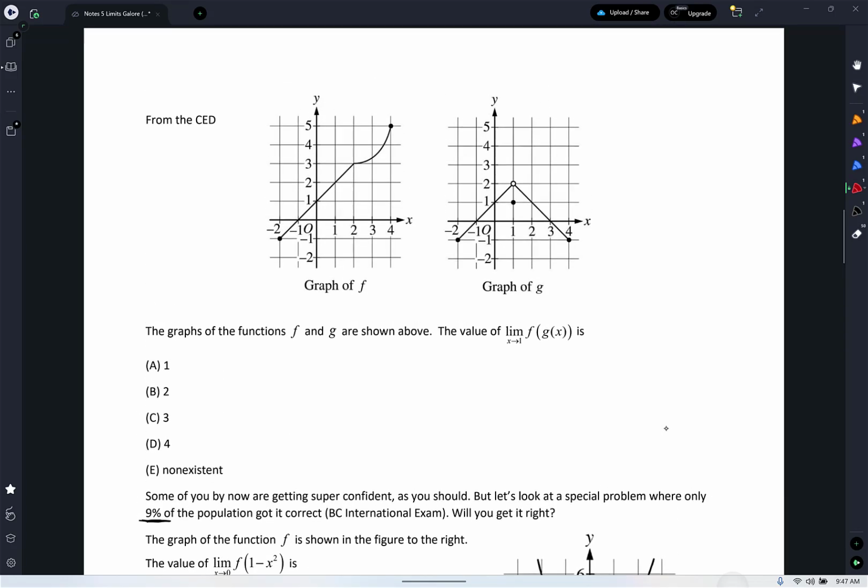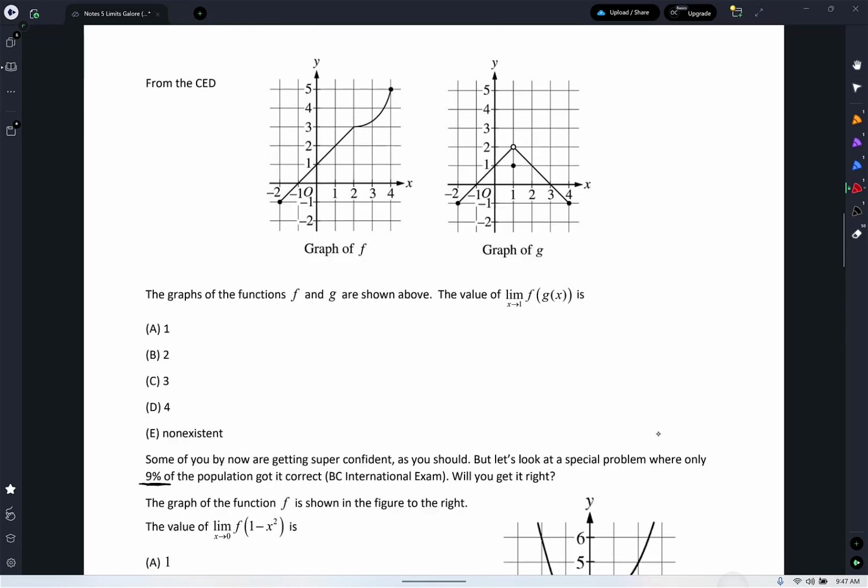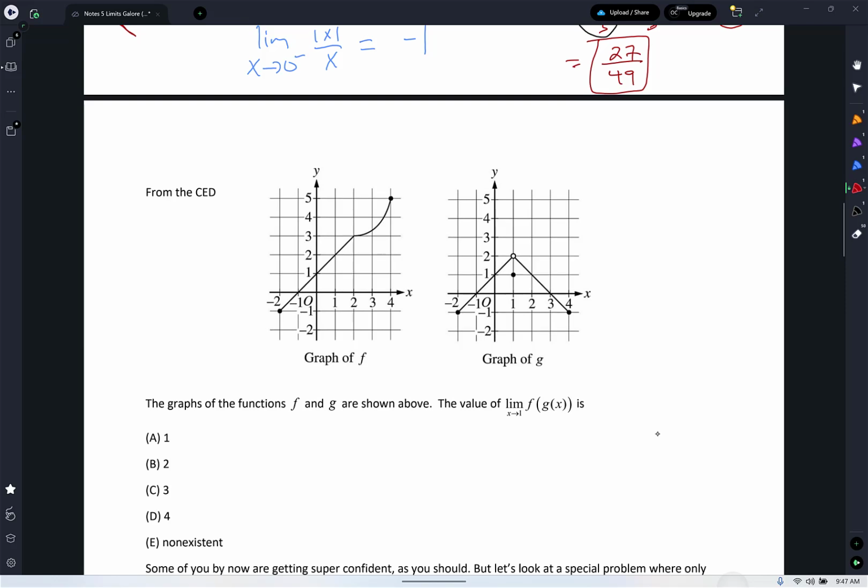Oh, no, not this one. This one's the easy one. The next one. But it's okay. You'll probably get this one right. All right. What answer did you get for this one? Let's see. Limit as x approaches 1 for g of x. You've got to do that one first. What's this limit? 2. So now you go limit as x approaches 2 for f of x, and that is 3. Good job. Check mark.